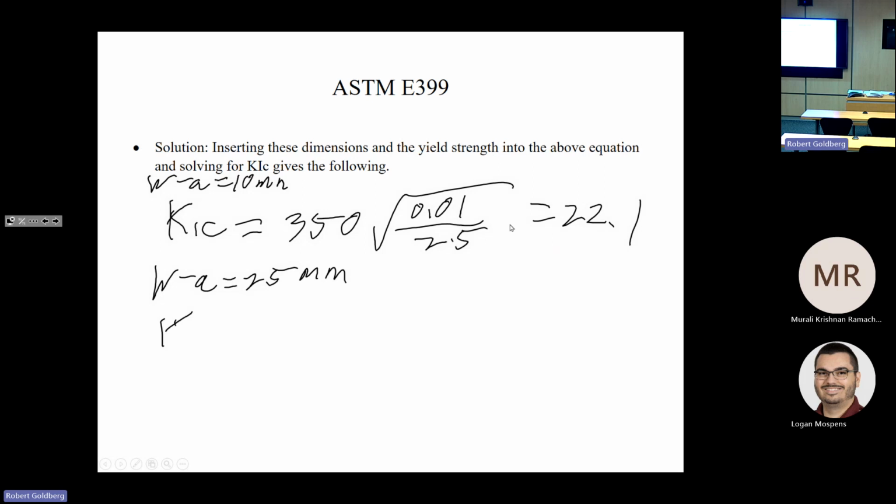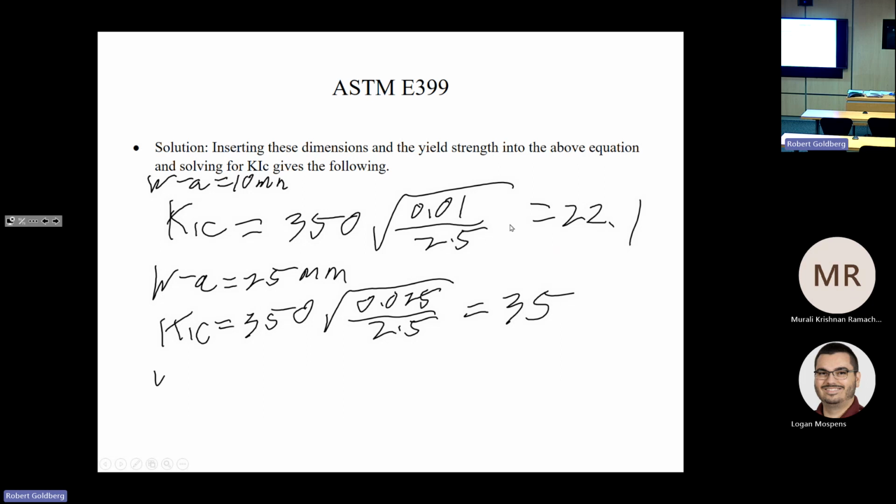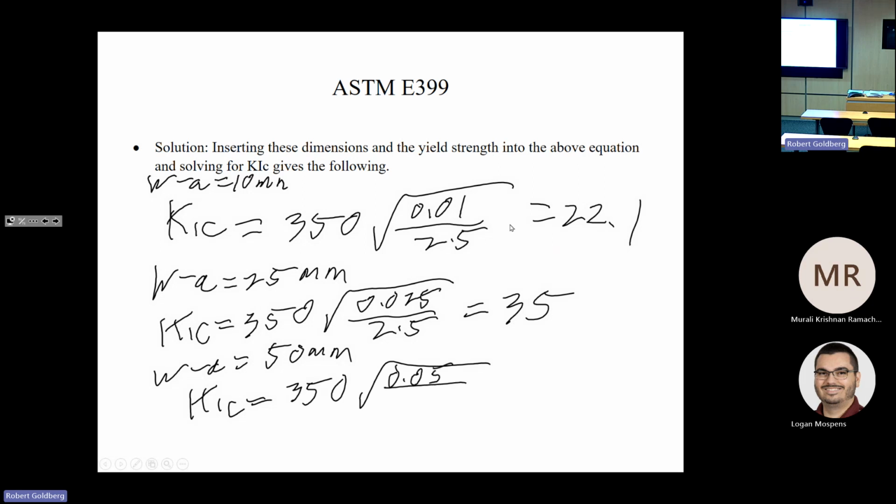For W minus A equal to 25 millimeters, which is about an inch, you have K1C equal to 350 times the square root of 0.025 divided by 2.5, which is equal to 35. And then finally, for W minus A equal to 50 millimeters, you get K1C equal to 350 times the square root of 0.05 divided by 2.5, which is equal to 49.5.